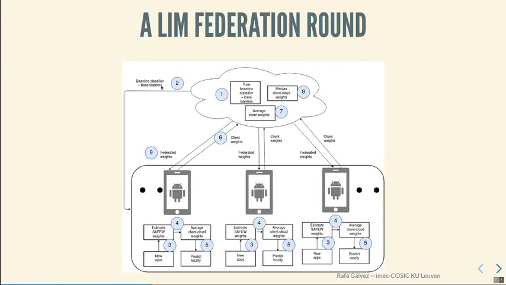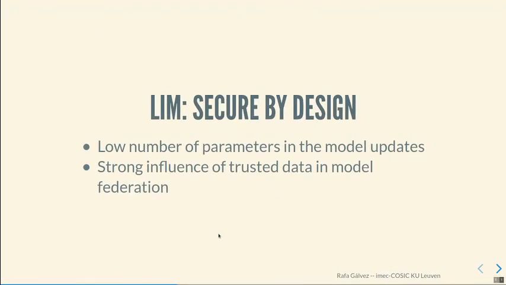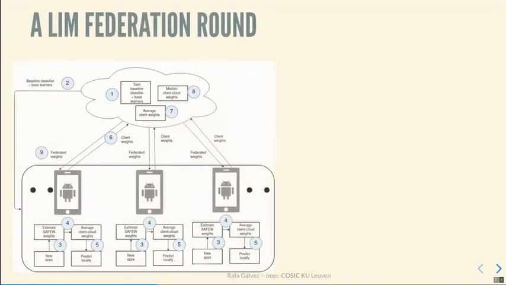We don't necessarily need to update the baseline classifier and the base learners, but we do need to send the federated weights back to all clients so that they can again average their own locally estimated weights with the federated weights. Notice that the design is pretty conservative. First of all, as I said before, there is a very low number of parameters in the model updates.